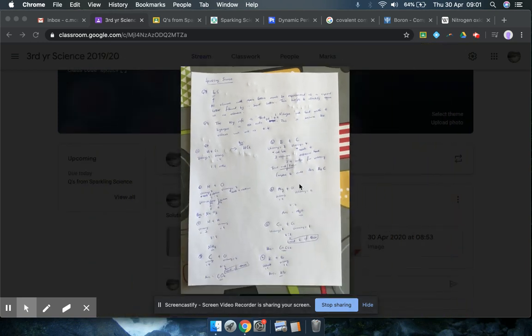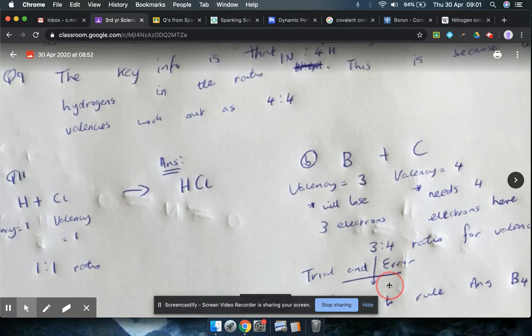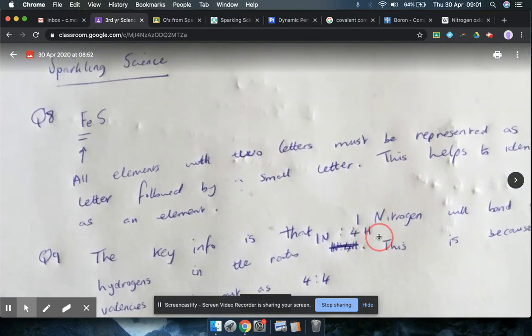Right, good morning, everyone. Hope you're up bright and early this morning studying science. What we're doing here, anyways, is looking at the homework on predicting formulas from Sparkling Science.